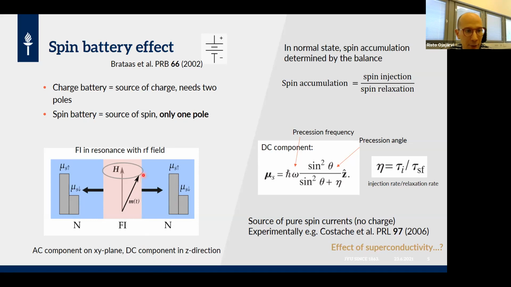Okay, but there will be some different components in this spin accumulation. It will tend to follow this rotating magnetization somewhat. So there will be an AC component in this XY plane, and then some DC component along the precessing axis, which is set here, and it is determined by some balance. Here's some calculation of what kind of effect you get, but the details are not important here. This has also been experimentally verified.